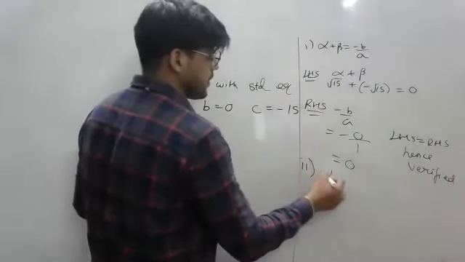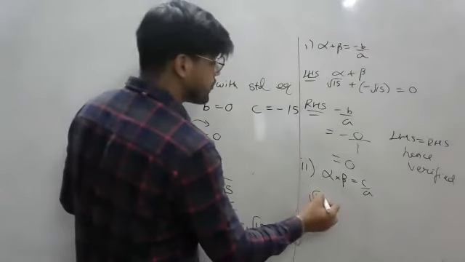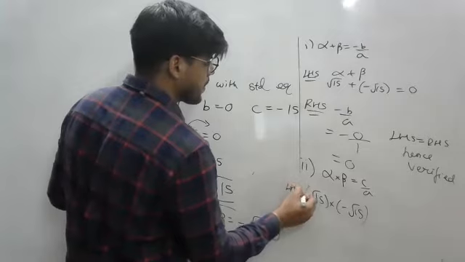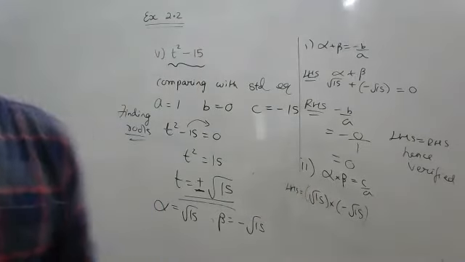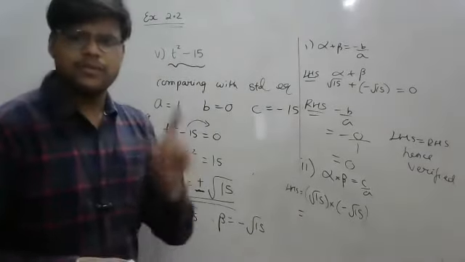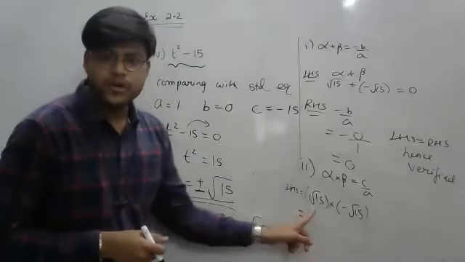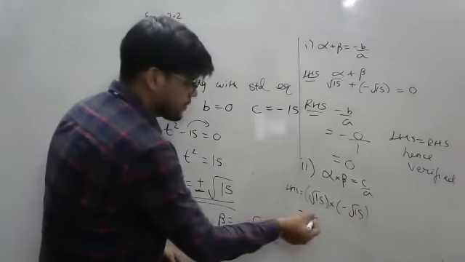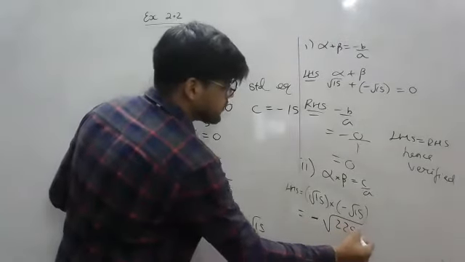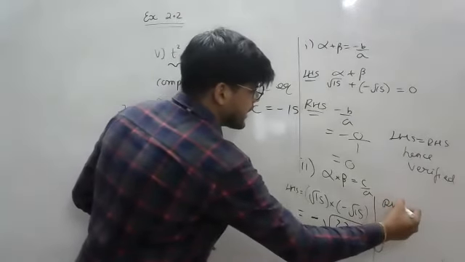Second, alpha into beta is c by a. This is your relationship, where the value of alpha is root 15 and the value of beta is minus root 15. What would be the answer? I explained. Minus 15. Good. This is positive, this is negative. Positive into negative, it will be minus. 15 into 15, both are inside root, so root 225, which is 15. So it's minus 15. And RHS.